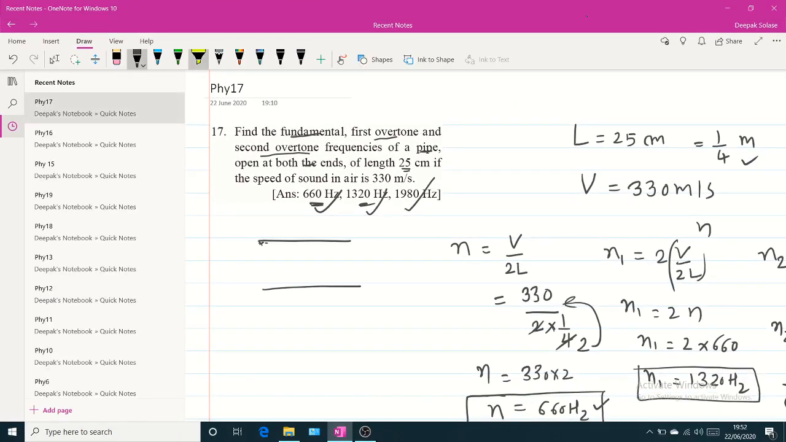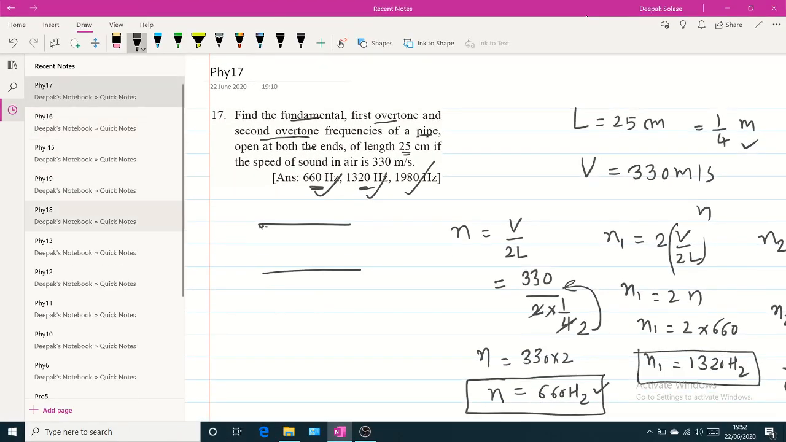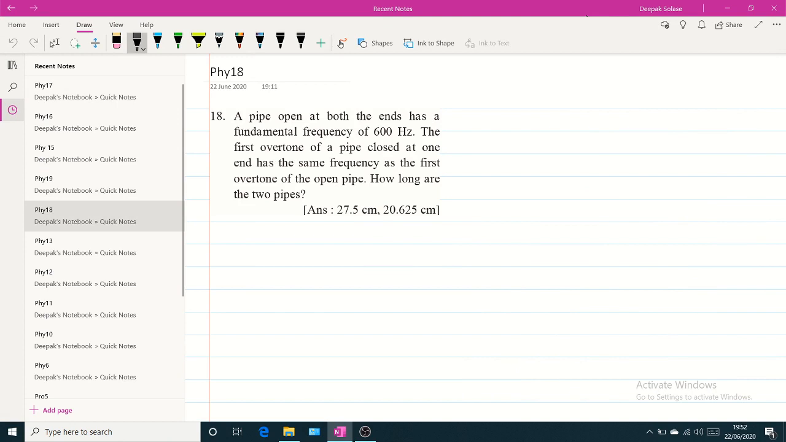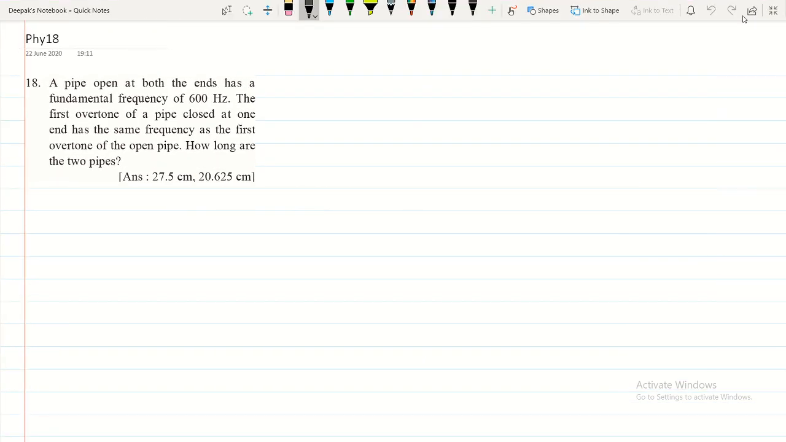Now let's move towards the second last problem, problem number 18. So what is the problem in number 18? A pipe open at both ends has a fundamental frequency. There is a pipe which is open at both ends. Its frequency, V upon twice L, is given as 600 hertz.